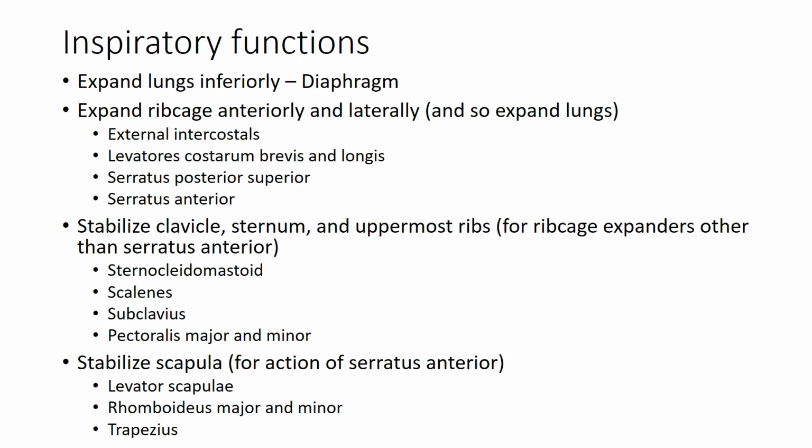And then we have muscles that stabilize the scapula, primarily to help the serratus anterior do its job, expanding the rib cage. That's the levator scapulae, the rhomboideus major and minor, and the trapezius.